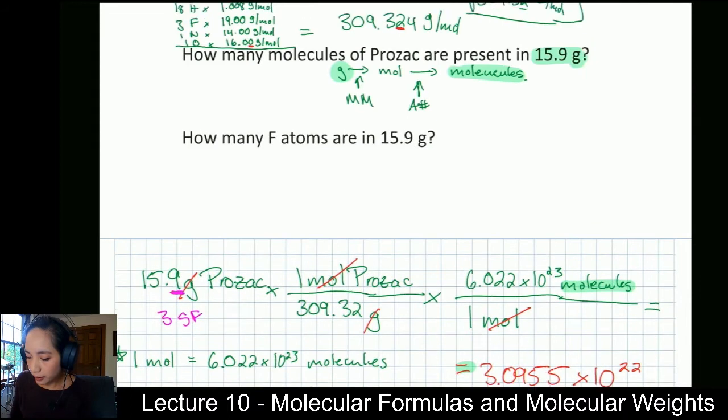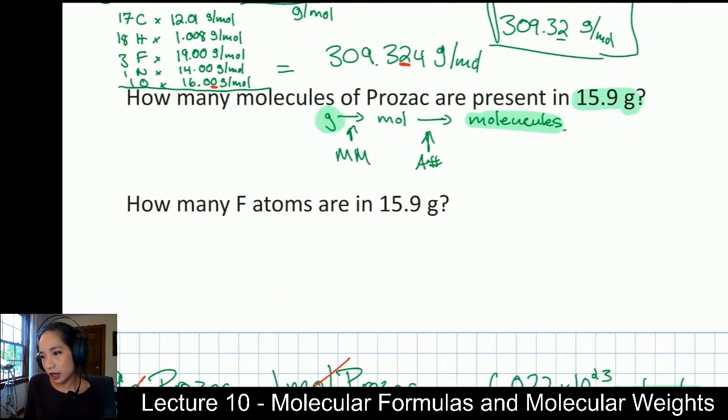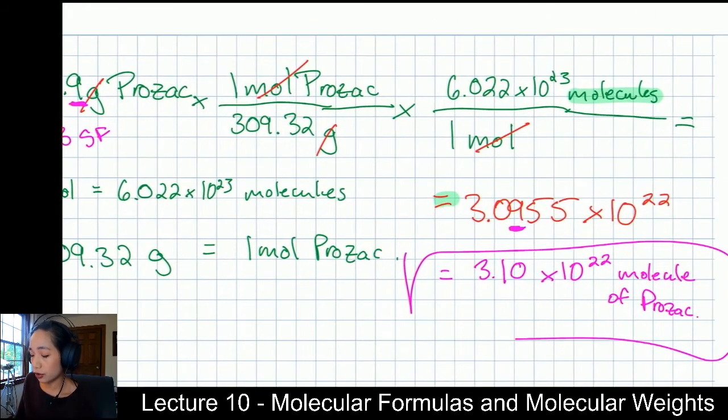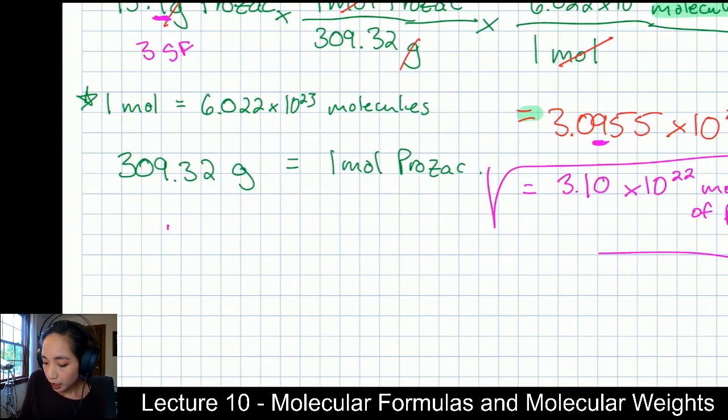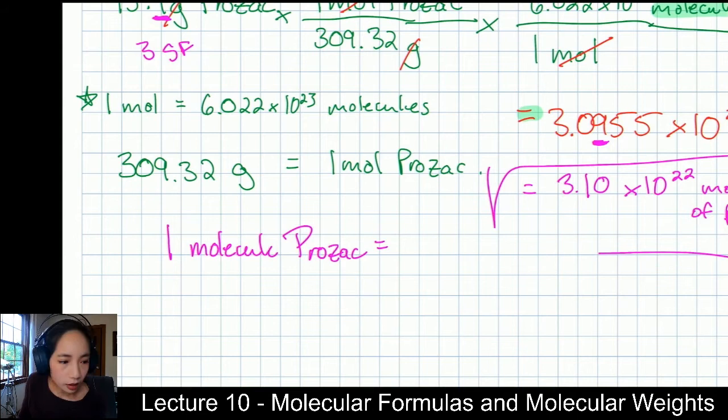So the next question: how many fluorine atoms are in this 15.9 gram sample? We're going to have to use another conversion factor that relates molecules, because in the previous question we got how many molecules of Prozac there are. We can use the chemical formula to tell us the ratio of fluorine atoms per one molecule. One molecule of Prozac equals three fluorine atoms. So this is another conversion factor that I can use.